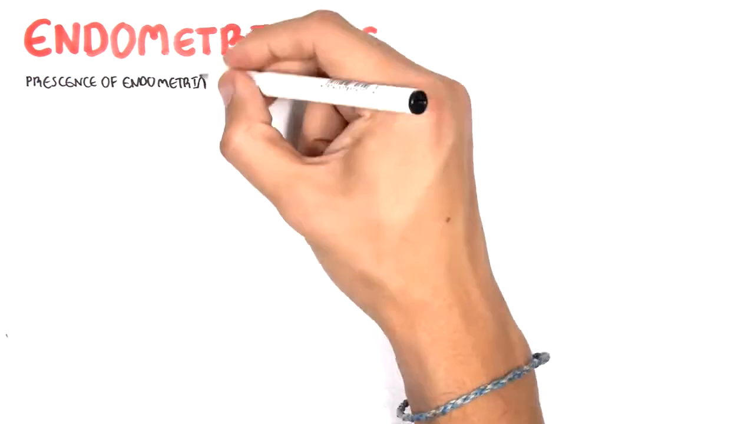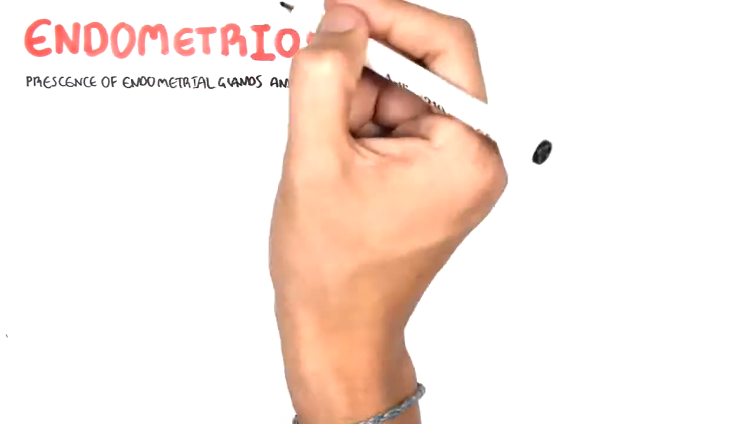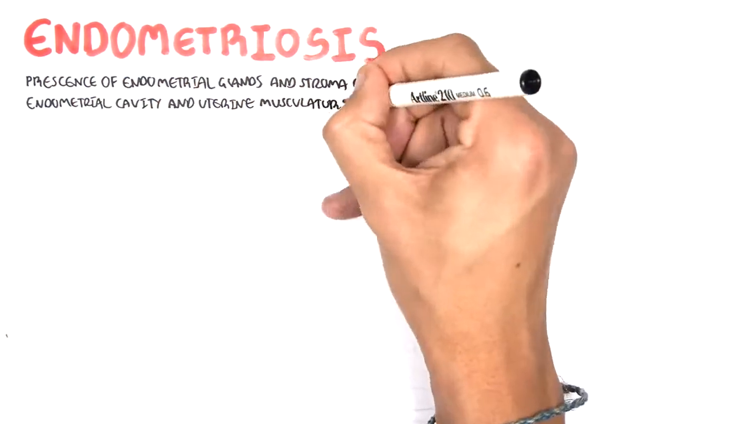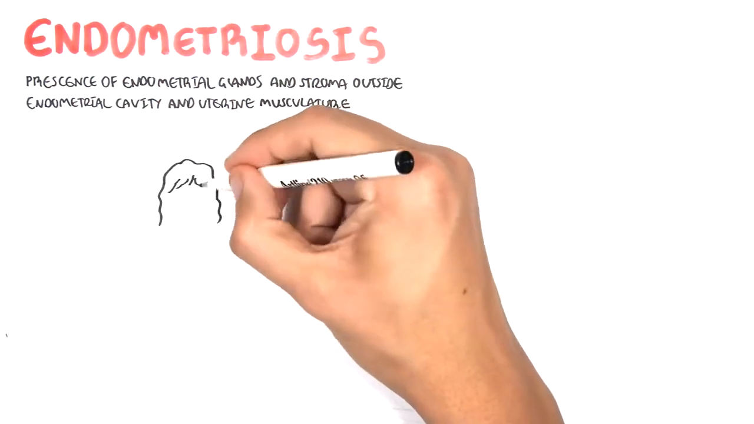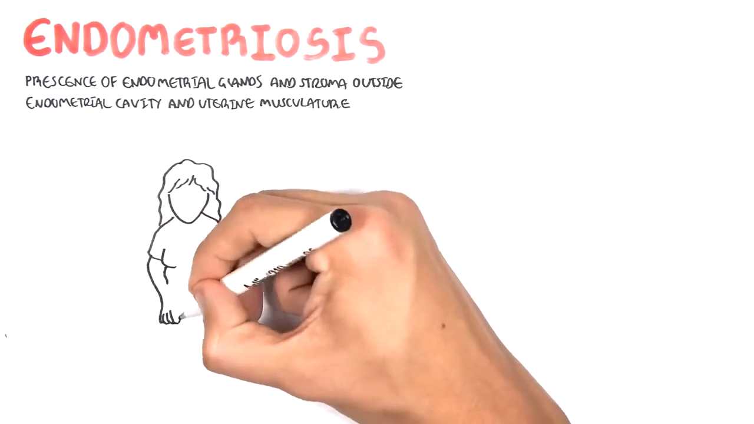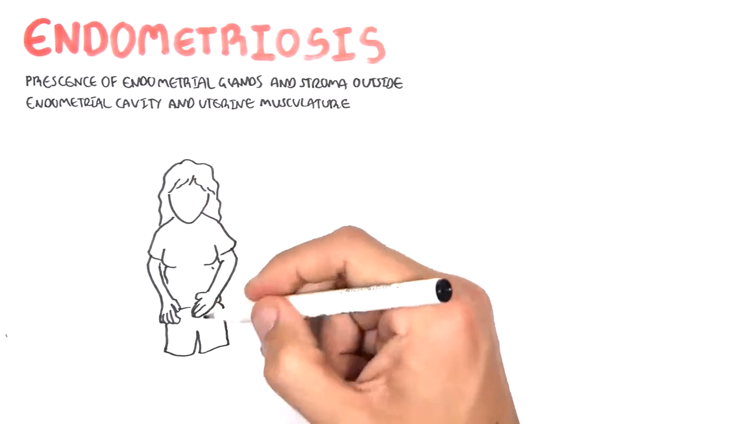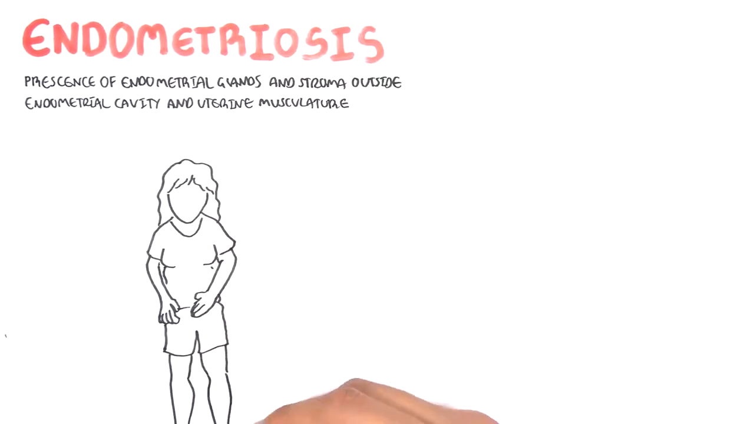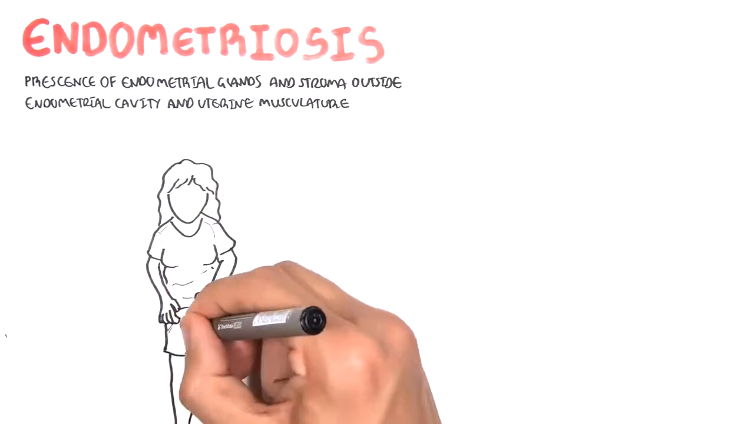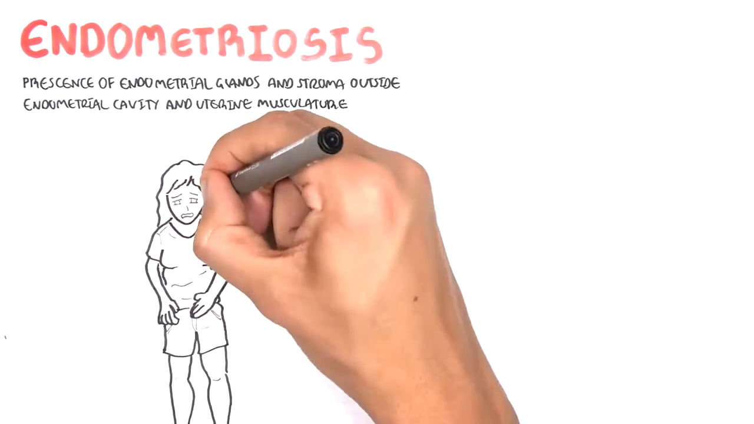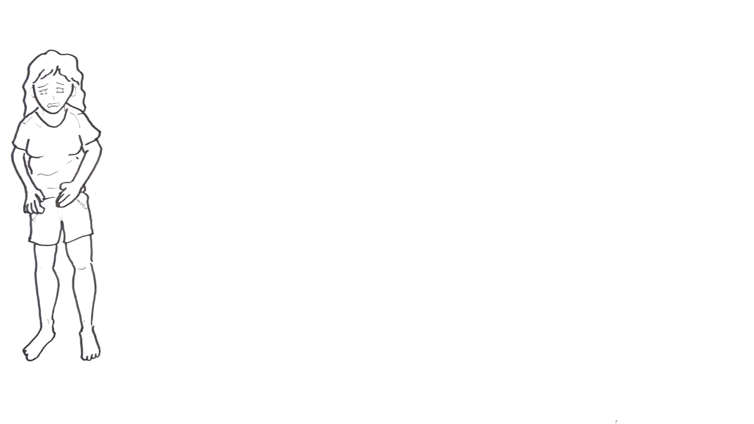Hello, in this video we're going to talk about endometriosis, which is the presence of endometrial glands and stroma outside the uterine cavity and the uterine musculature. So here is a lady with endometriosis, and during periods, she gets terrible period pain and pelvic pain.